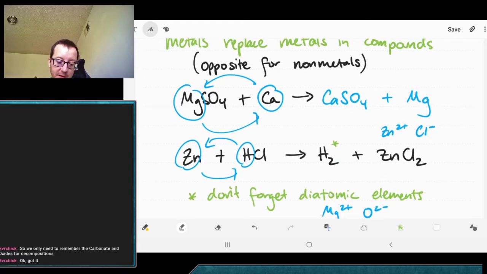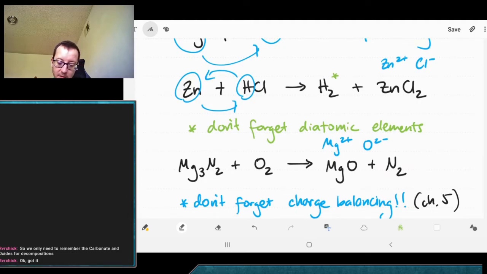For the calcium and magnesium in this first example, it was okay because they both form +2 ions, so everything stayed the same. But just remember that magnesium and oxygen can only ever form one compound together. You cannot get Mg3O2. It does not work. That's not going to happen. So you always have to charge balance your products properly.